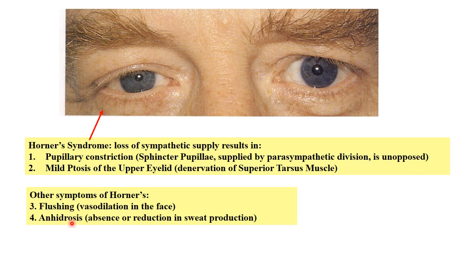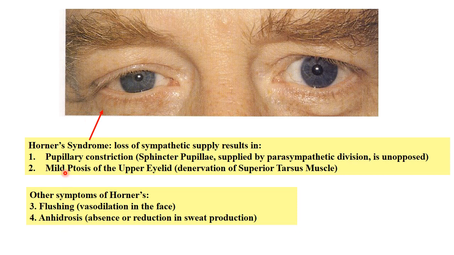Okay, anhidrosis, sympathetic nervous system is also supplying sweat glands. Anhidrosis is the absence of sweating, and so our skin also becomes dry on this side. Okay, now looking at the eye, the effects of Horner syndrome, loss of sympathetic supply right here, two things.